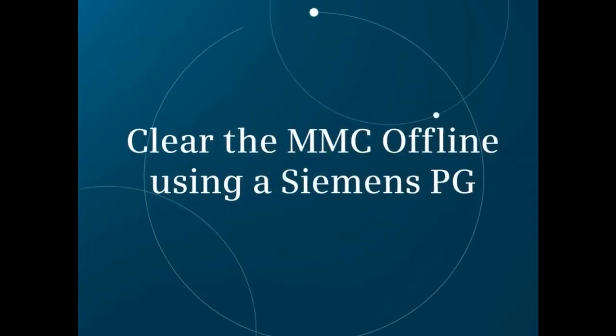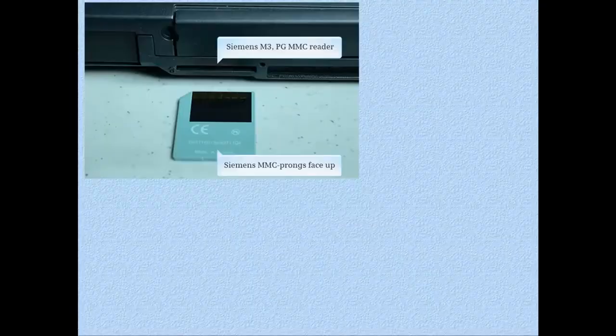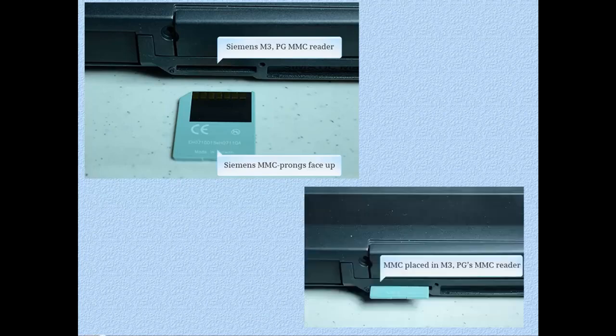In this video, you'll see how to clear a micro memory card offline using a Siemens PG. Pictured is a Siemens M3 PG. The micro memory card reader is on the right side when the PG screen is facing you. The micro memory card goes in with the prongs facing up.